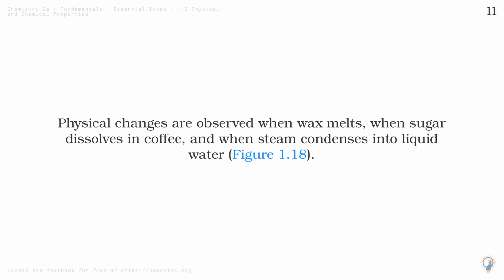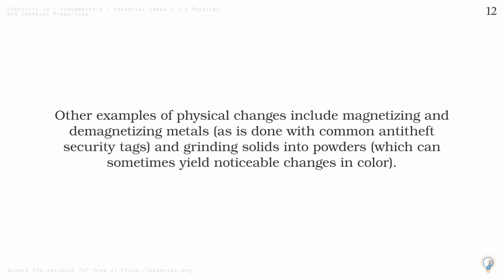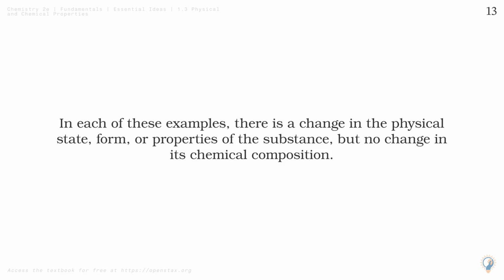Physical changes are observed when wax melts, when sugar dissolves in coffee, and when steam condenses into liquid water, Figure 1.18. Other examples of physical changes include magnetizing and demagnetizing metals, as is done with common antitheft security tags, and grinding solids into powders, which can sometimes yield noticeable changes in color. In each of these examples, there is a change in the physical state, form, or properties of the substance, but no change in its chemical composition.